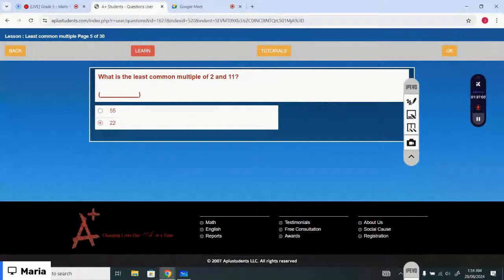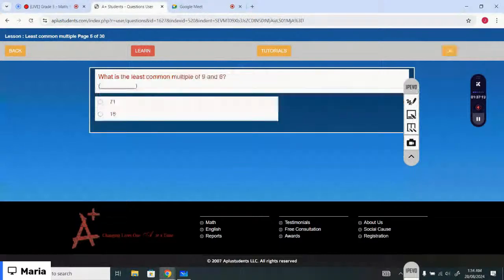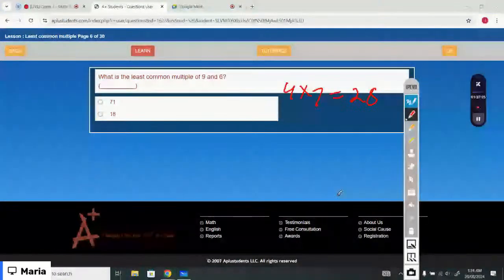What is the least common multiple? Forgot to click on the OK button. Okay. What is the least common multiple of 9 and 6? So 9 and 6, they do have a common factor, that is 3, right? So that means you need to write down their multiples. You can find they have more than one common multiple, but you need to write down the least one.